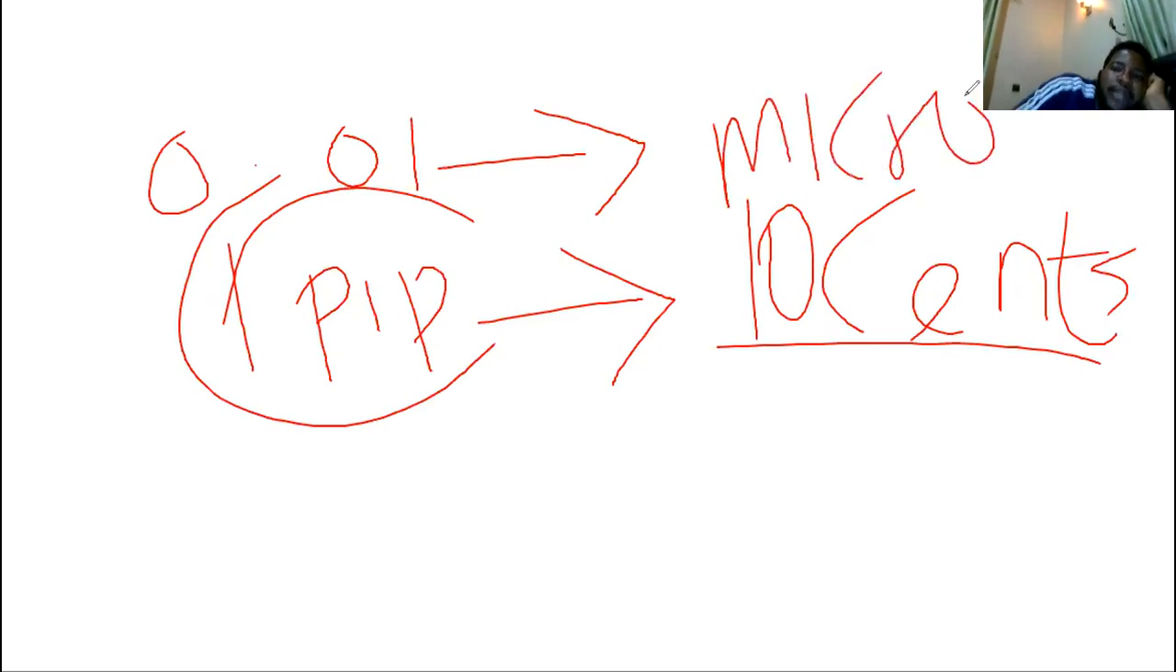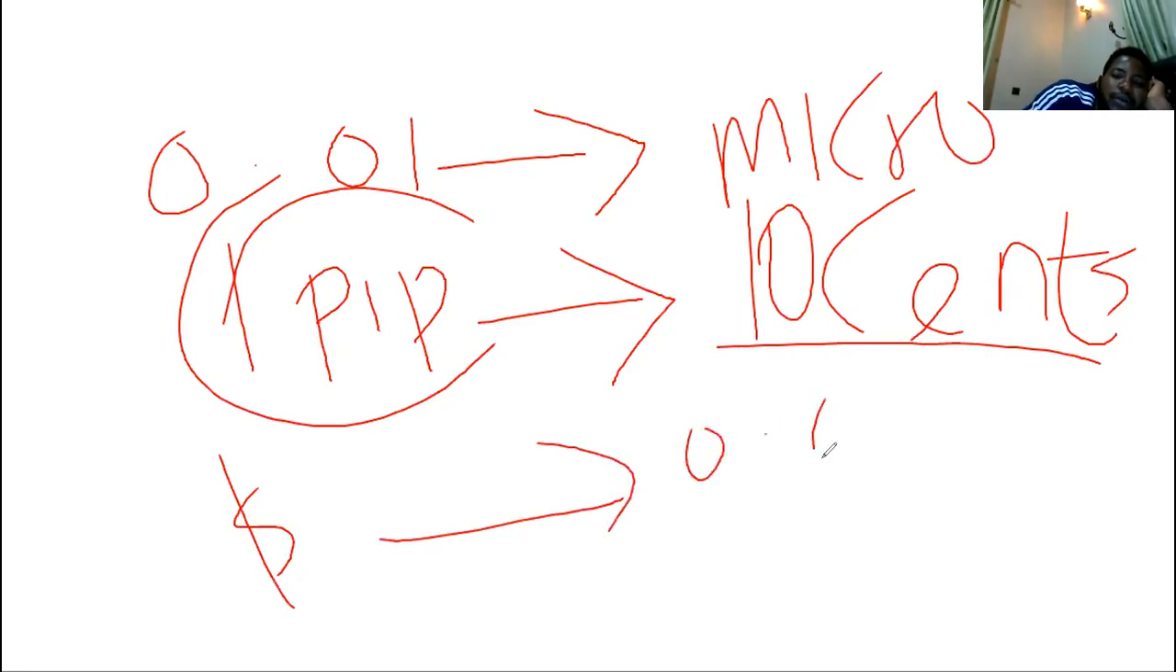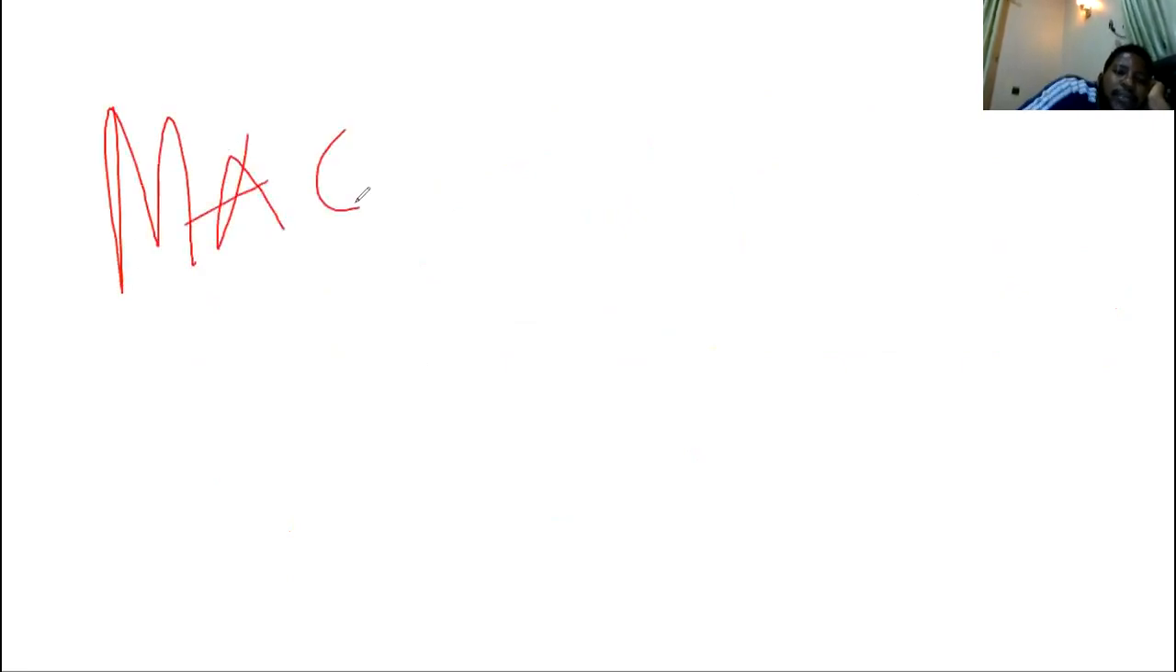Now, people who trade on 0.01 are obviously people who have like a $100 account and they're looking to reduce their risk so they can trade at 0.01. Okay? Now, the next one is a macro lot. In a macro lot, you're basically dealing with 0.1.